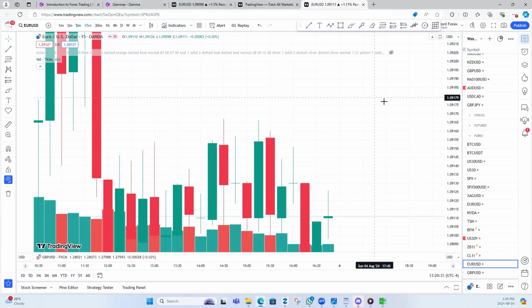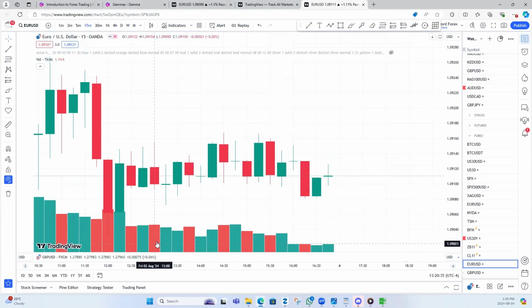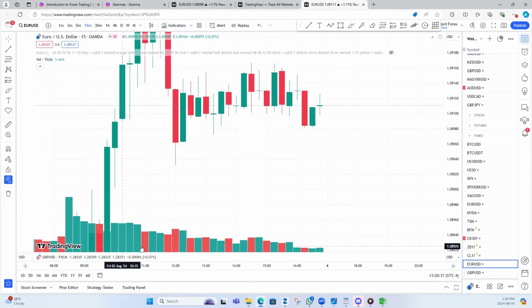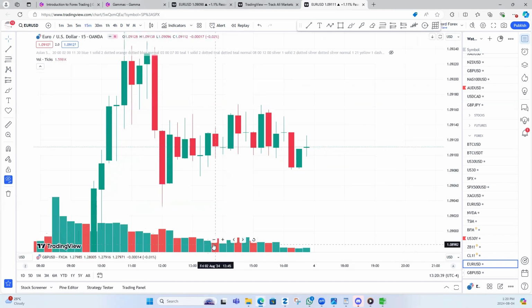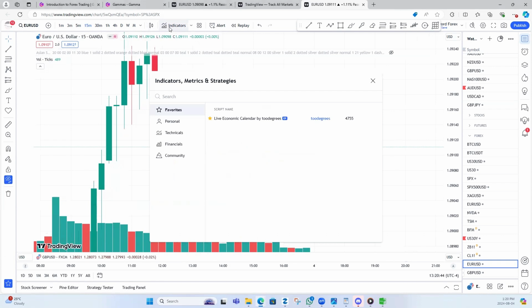In order to add an indicator, as you can see, I have added this at the bottom. There's a volume indicator right here. If you want to add an indicator, you simply come to Indicators right here, click on this particular icon, and write down volume.